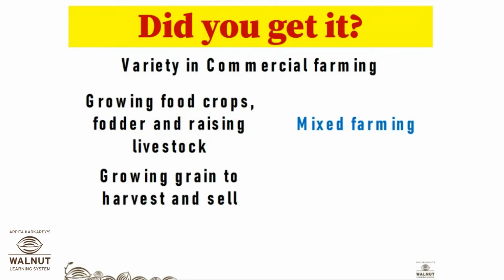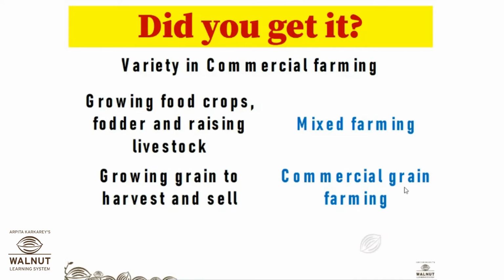Then the second subtype of commercial farming is growing grain to harvest and sell. So this is known as commercial grain farming. See, the grain is written here. So it shows that it is totally related to grain. So they can cultivate the crops related to grains to harvest and sell. To harvest means what? Harvesting means the season of gathering ripened crops. So they gather all these crops and sell them in the market. That's why it is totally related to grains. So it is known as commercial grain farming.